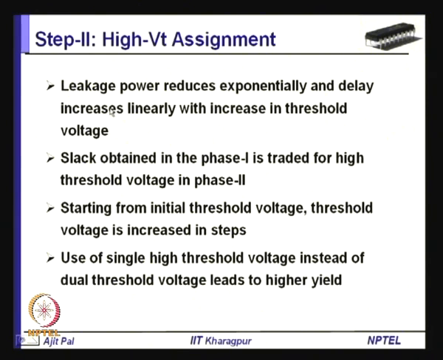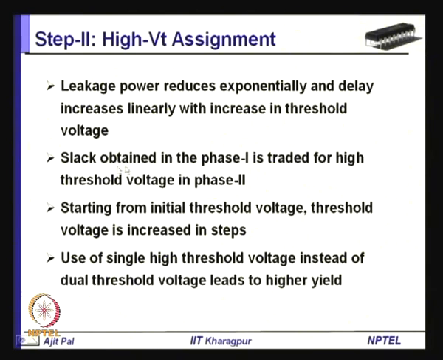Now, let us go to step 2, where, as you know, leakage power reduces exponentially and delay increases linearly with increase in threshold voltage. So, slack obtained in phase 1 is traded for high threshold voltage in phase 2. What is being done in this case? By upsizing, we have achieved some slack, that means reduction in delay. Now, that reduction in delay will be traded for reducing the leakage power by increasing the threshold voltage of those gates. Not only the gates of the critical path, all the gates in the circuit will now have threshold voltage increased from this minimum value of 0.2 VDD to some larger value.